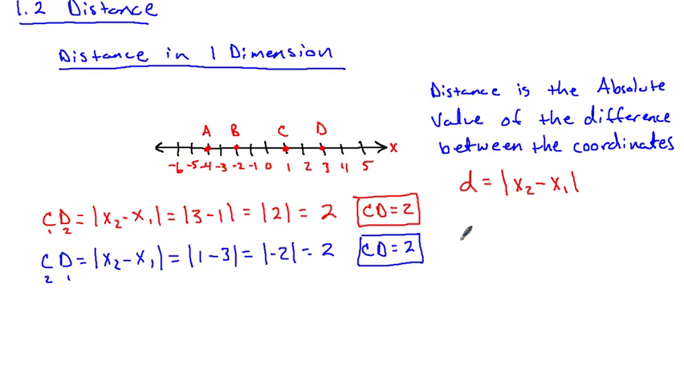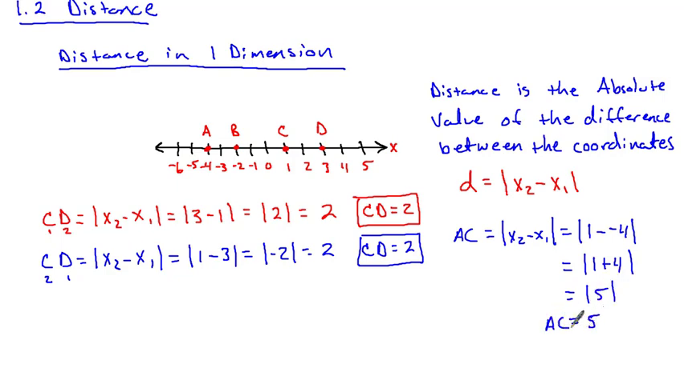If we did one more example, if we wanted to do AC, the distance from A to C is x2 minus x1, and x2 will be C, so I'll do 1 minus, and then A is -4, so 1 minus -4. Well, that's equal to the absolute value of 1 plus 4, which is equal to the absolute value of 5, which is just 5. So AC equals 5.